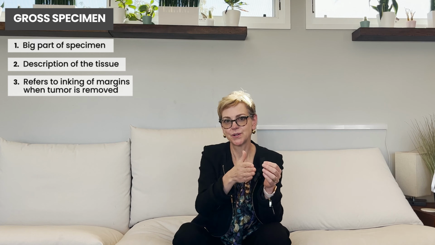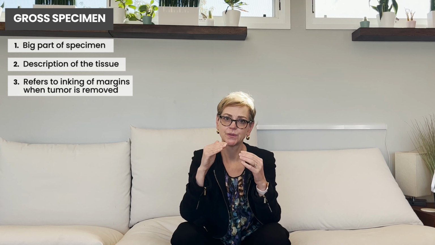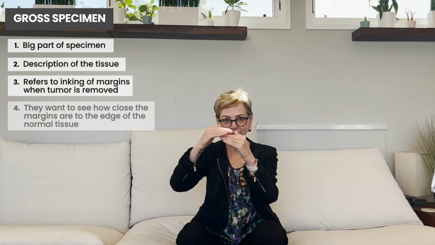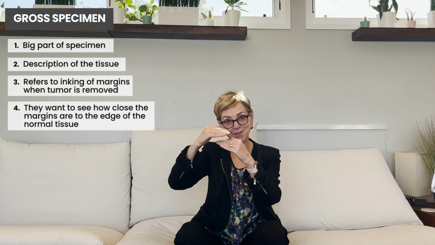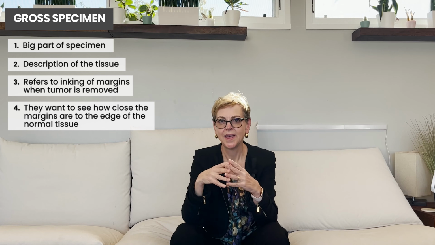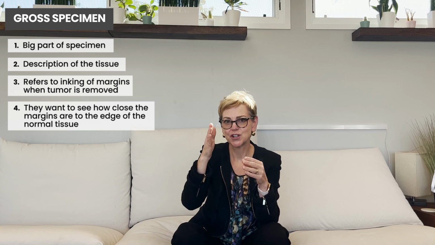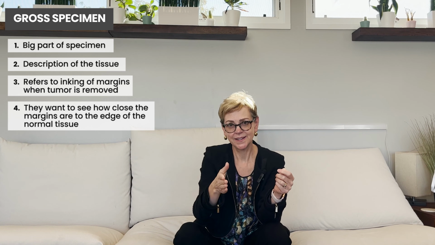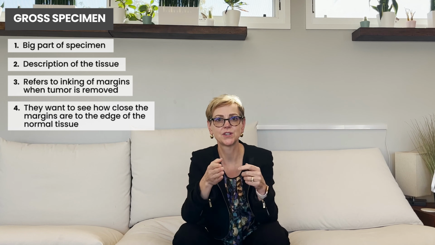They'll sample the tumor. Where they will look are all the margins, because they want to see how close the margins are to the edge of the normal tissue. We like to have a little space between the tumor and the skin. We don't want to be shaving the tumor off the skin or the chest wall. We like to see that the margin wasn't cut across. So if the tumor's transected, that means that the scalpel went through the tumor. And again, we like to see some normal tissue.